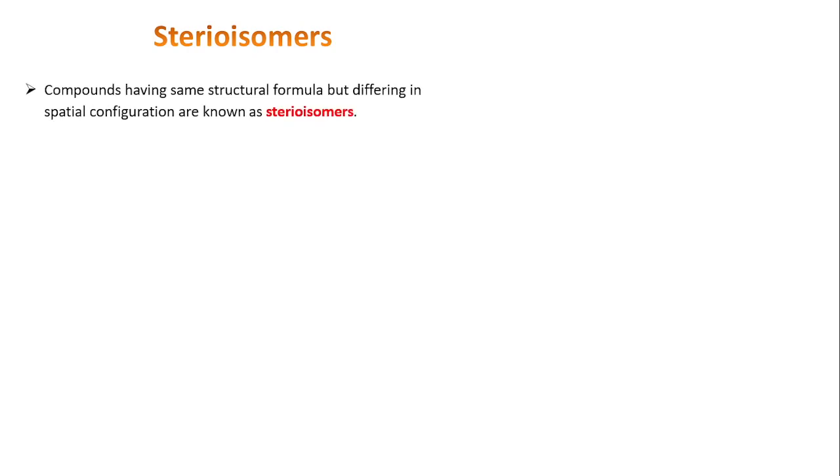When you talk of isomers, isomers can be classified into different types, depending on the characteristics of that specific molecule or compound. The first type of isomer which we can talk about is the stereoisomer. Stereoisomers are compounds having the same structural formula but different in terms of configuration.